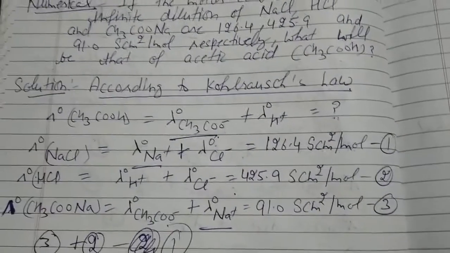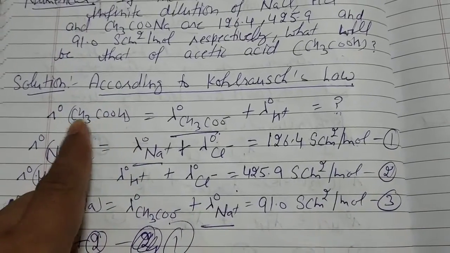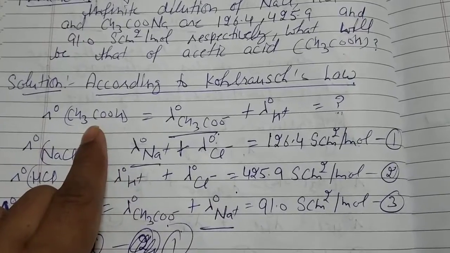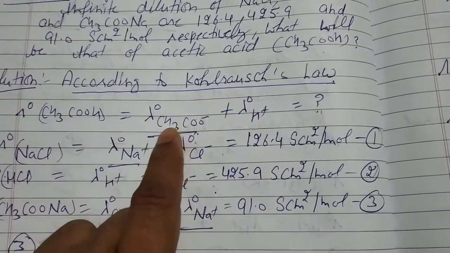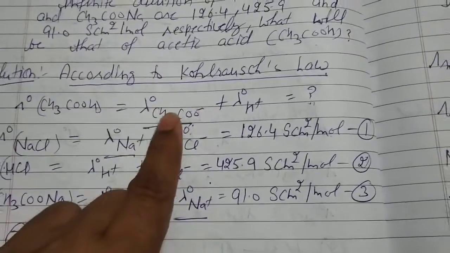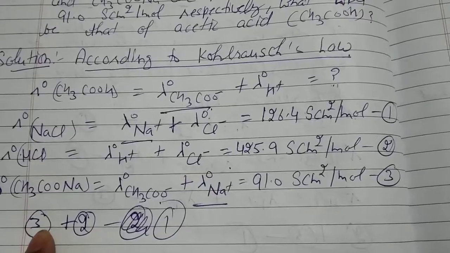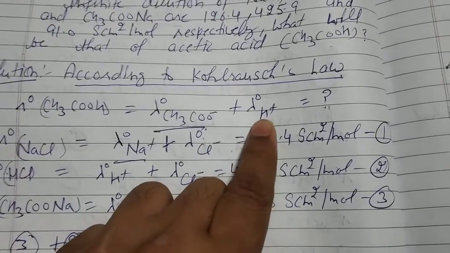Equation 3. Now the question is how we solve for the limiting molar conductivity of acetic acid by the use of 3 equations. We have the limiting molar conductivity of acetic acid equal to the sum of these two ions. Now where is the sign? In these 3 equations, where is the sign? It is given in equation number 3. So I have taken equation number 3, plus.